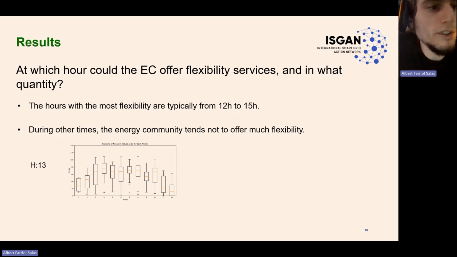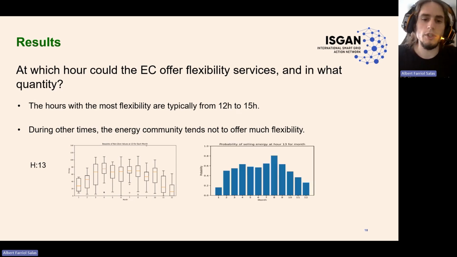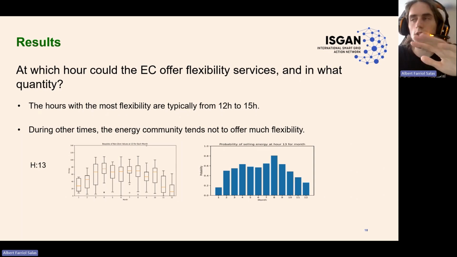They offer flexibility, and you know at what hour and in what months and how much flexibility at hour 13, but not every day they are going to offer this flexibility and this quantity, because there is some probability associated with this box plot. I'm sorry, I forgot one thing. The box plots are for all the days on which they offer flexibility. If they don't offer flexibility that day, or the flexibility is 0, they are not in this graph.